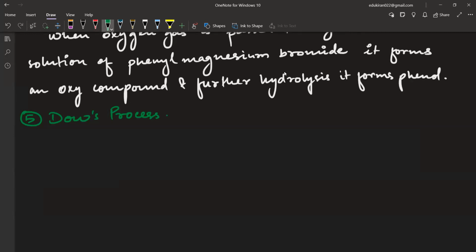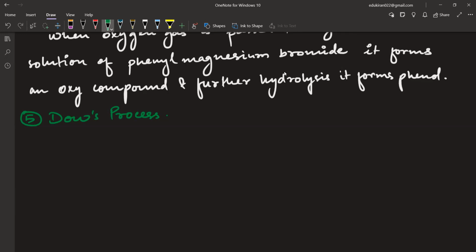You have seen the chlorobenzene when it is treated with sodium hydroxide at high pressure and high temperature, it forms sodium phenoxide, and then on further hydrolysis with HCl, it gives you phenol. But this Dow's process is important because I would say that it is a commercial method of preparation.